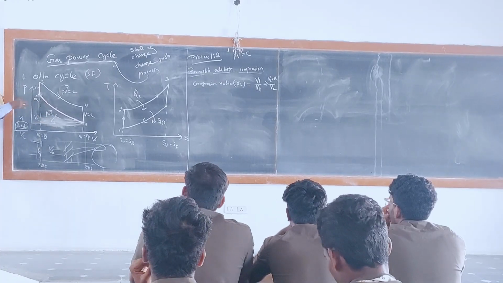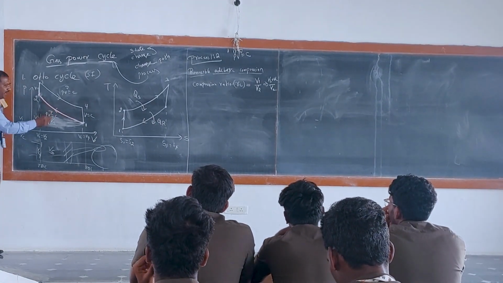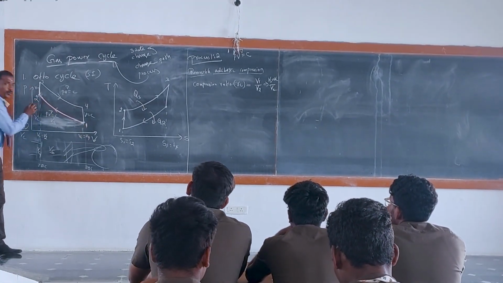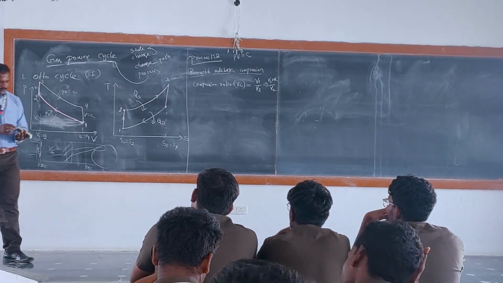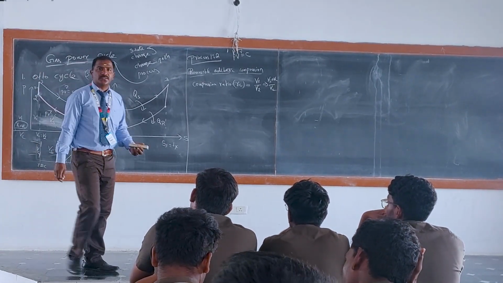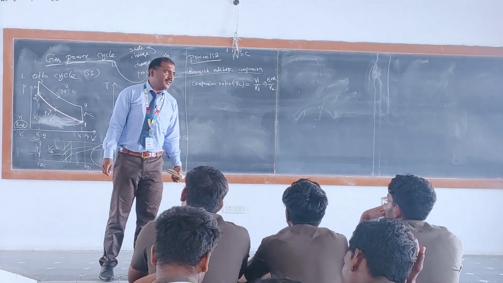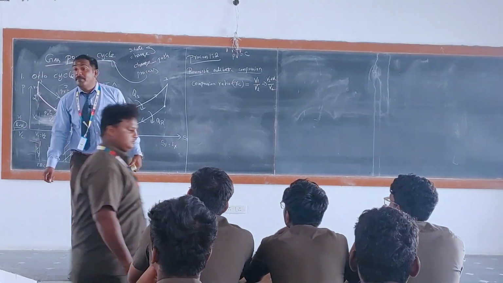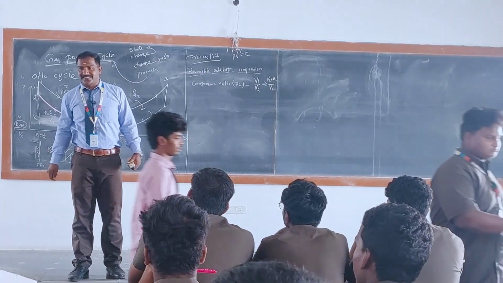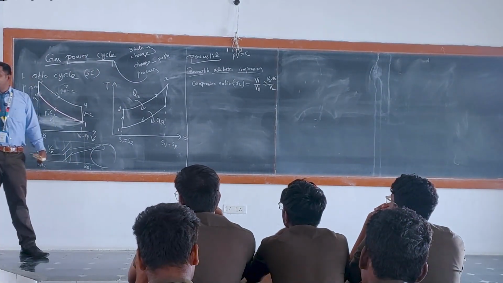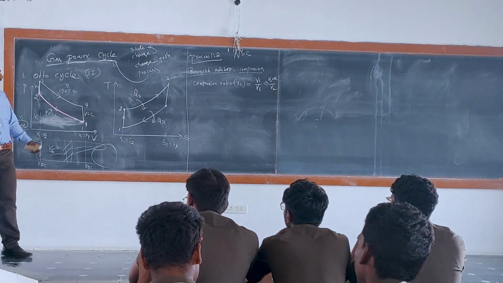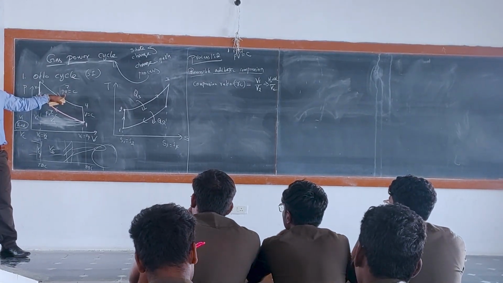This process we are going to discuss. We have state 1 here, state 2 here. What is the equation it follows? PV power gamma is equal to constant. Adiabatic, right? Reversible adiabatic, right? PV power gamma is equal to constant.